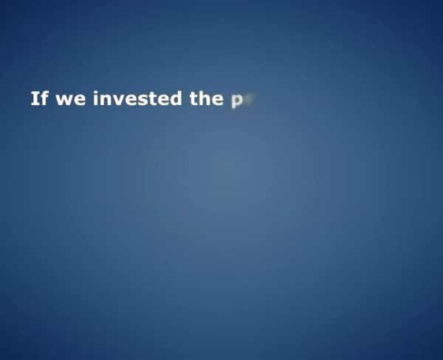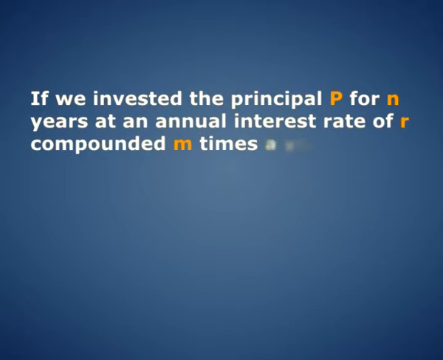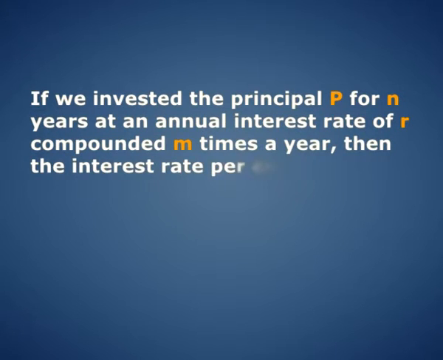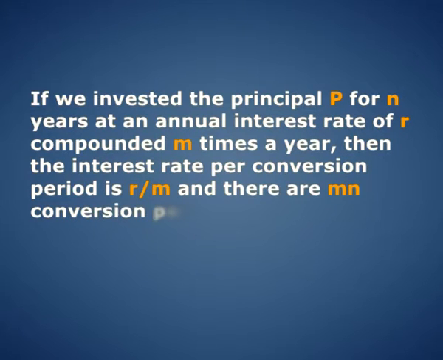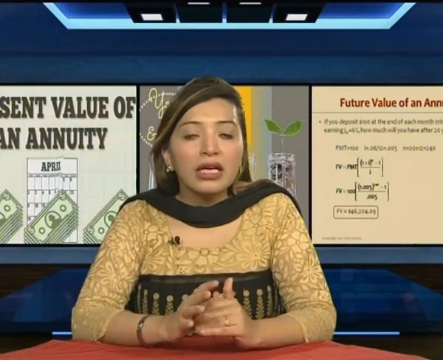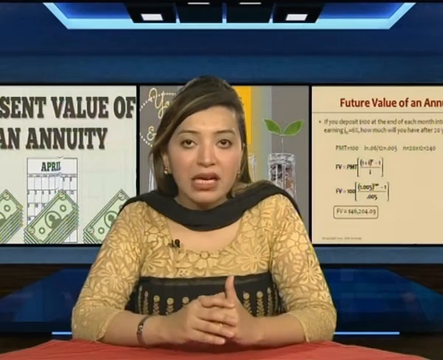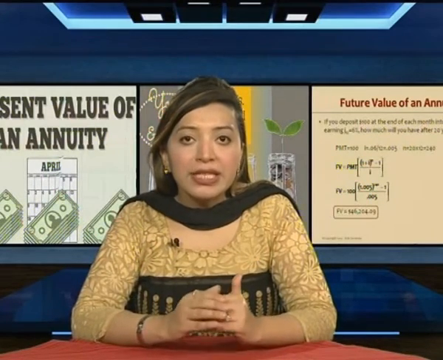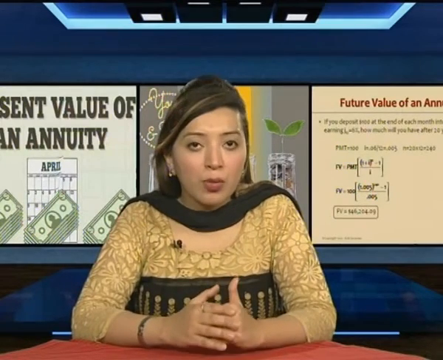If we invest the principal P for n years at an annual interest rate of r compounded m times a year, then the interest rate per conversion period is r by m, and there are mn conversion periods throughout the term of the investment. In other words, at each instant of time, the investment becomes larger and larger. So this is called continuous compounding, or compounding every moment.